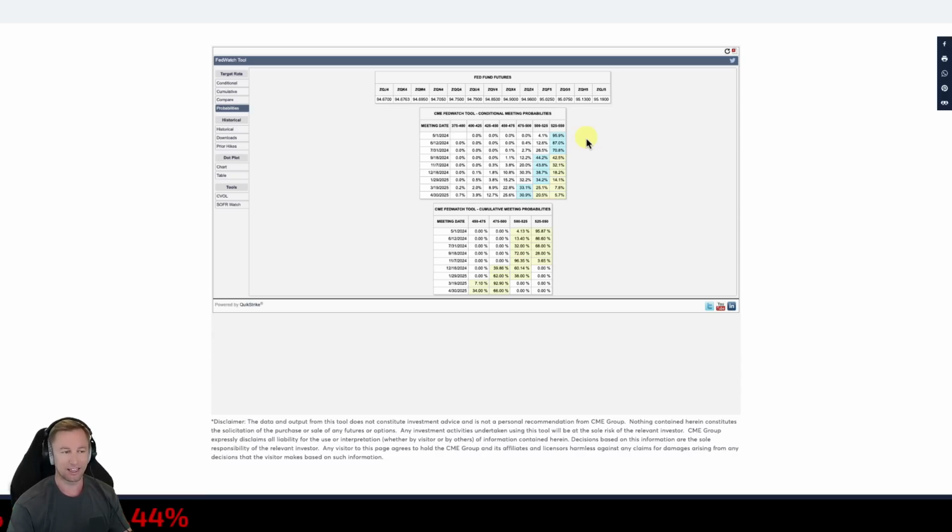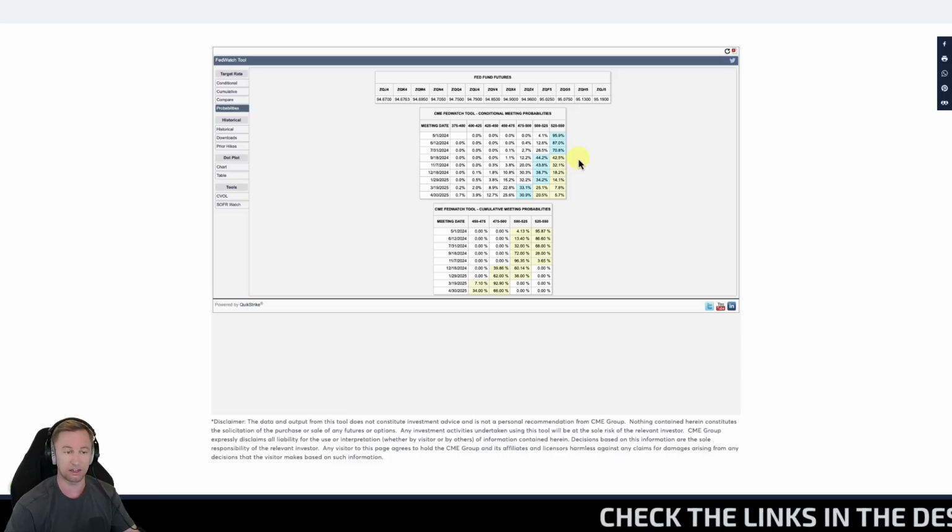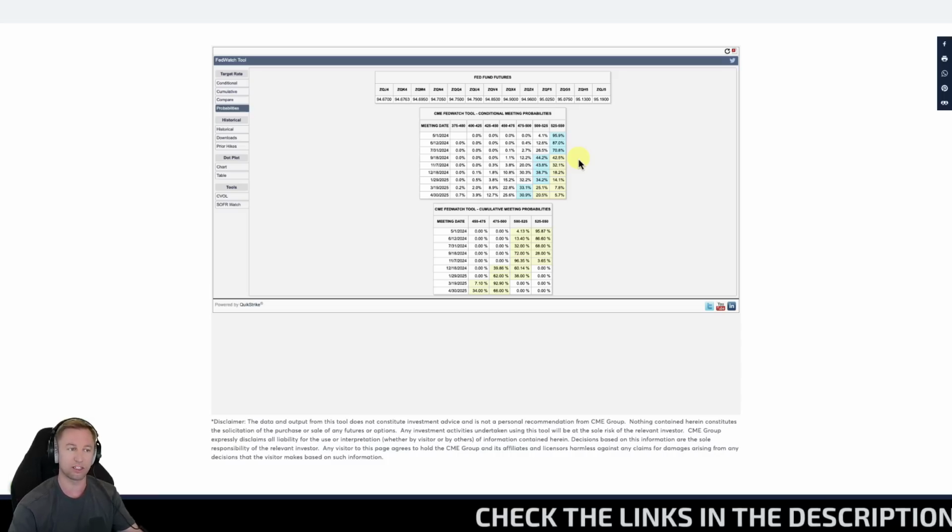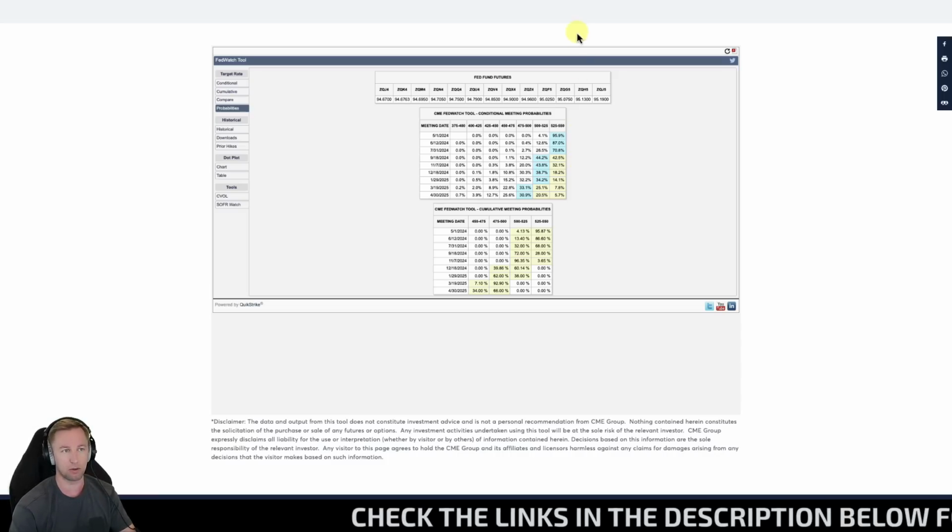And so if he cuts, that'll be a surprise. If he raises, that'll be a surprise. So it's going to be important to pay attention to what he says in posturing for a potential cut in September, or if he just takes it off the table completely, given the context of hotter than expected inflation, PCE, when all this stuff came out, and we're going to try to get his response there.